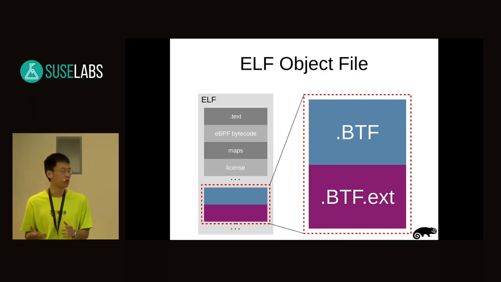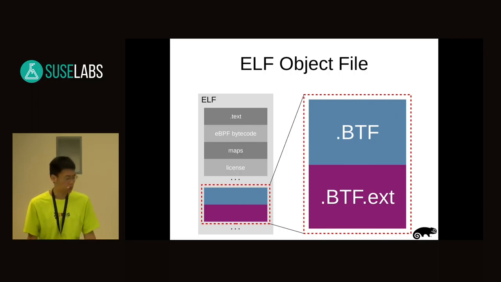When you compile the BPF programs, you compile into an ELF object file, and there are several sections generated, like a text section, a section for the bytecode, for the maps, and also for the license. This one is just the license, say you are using GPL, and then there are other sections. If you're using LLVM 8.0, you just get two additional sections. One is .BTF, and the other one is .BTF.ext.